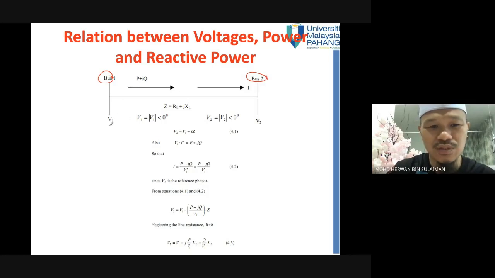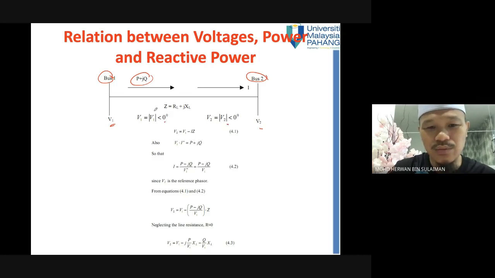So we have two voltages, V1 as well as V2. The power transfer is P plus jQ. And we also have Z in terms of impedance that consists of R plus jXL. Initially we have voltage, which has a magnitude as well as an angle.